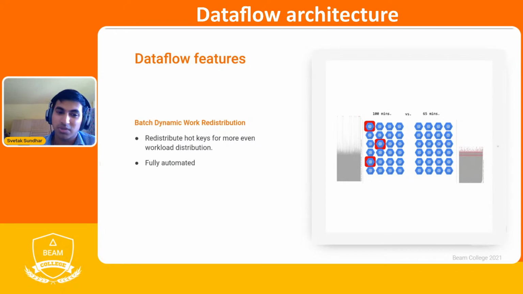So what we've done is we've introduced a feature called batch dynamic work distribution that's going to redistribute the hotkeys for a better workload distribution. And this is all fully automated on our end.